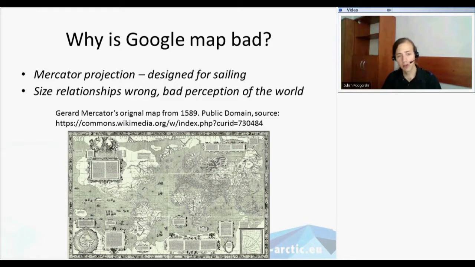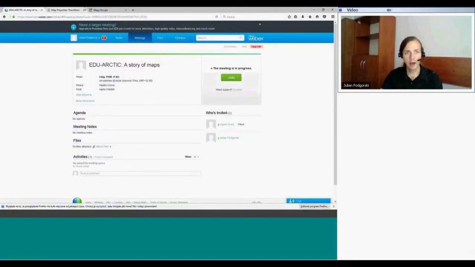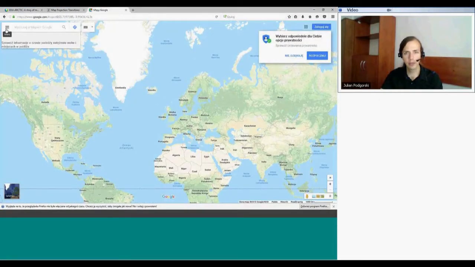We think that Greenland is much bigger than it actually is, or that Africa is much smaller than it actually is, and it distorts our perception of geography, and absolutely unnecessarily. It's not needed. There's nothing wrong in using a different projection than Mercator for Google Maps, and the good thing is that people at the Google Corporation figured that out.